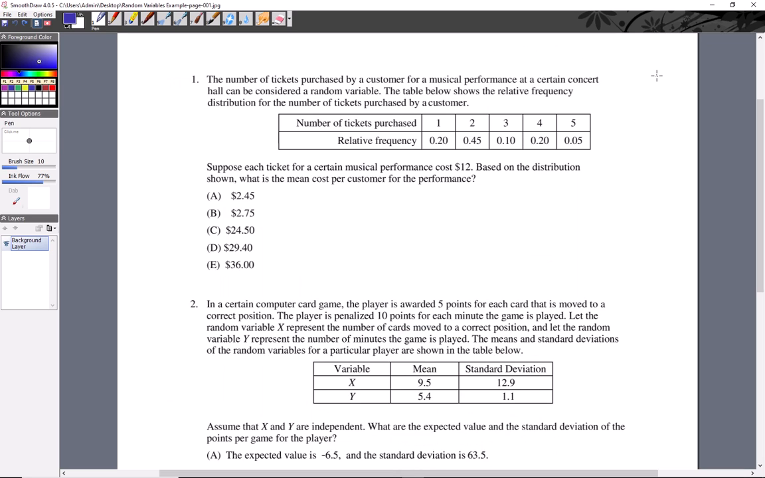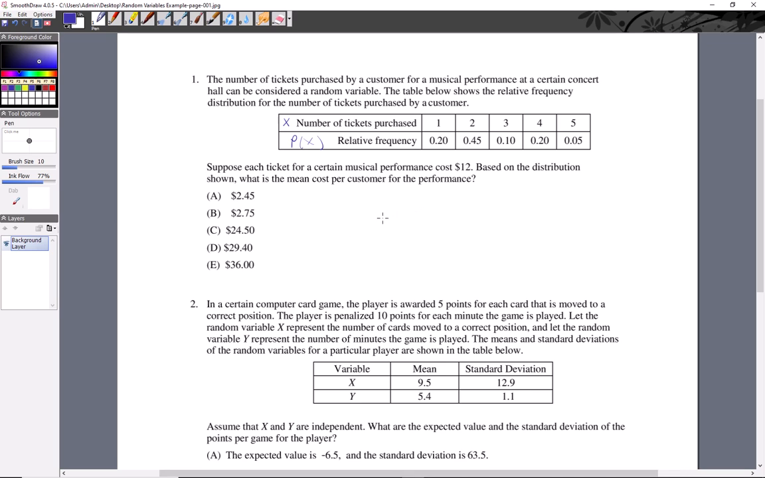The number of tickets purchased by a customer for a musical performance at a certain concert hall can be considered a random variable. The table below shows the relative frequency distribution for the number of tickets purchased by a customer. Number of tickets, let's just call that X. Relative frequency, we'll call that P of X.